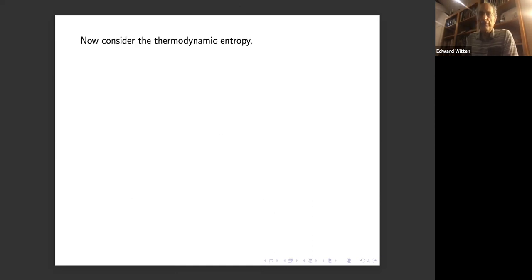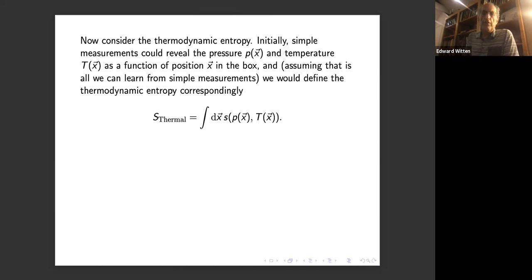Now consider the thermodynamic entropy. Initially, simple measurements could have revealed the pressure P and temperature T as a function of position in the box. And assuming that's all we can learn from simple measurements, we'd define the thermodynamic entropy correspondingly. So we'd have an entropy density that's a function of the local pressure and temperature. We'd integrate it, and that would be what we'd call the thermal entropy.